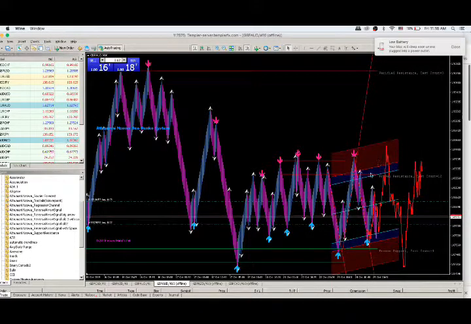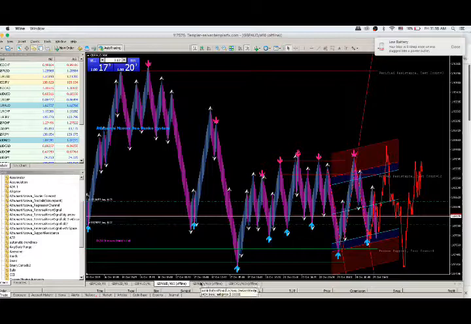The same thing applies if we have 2 points touching the upper boundary. Let's say this could be point A, then point B could touch the lower boundary, and then point C could touch the upper boundary. It means the next one is automatically going to go down.